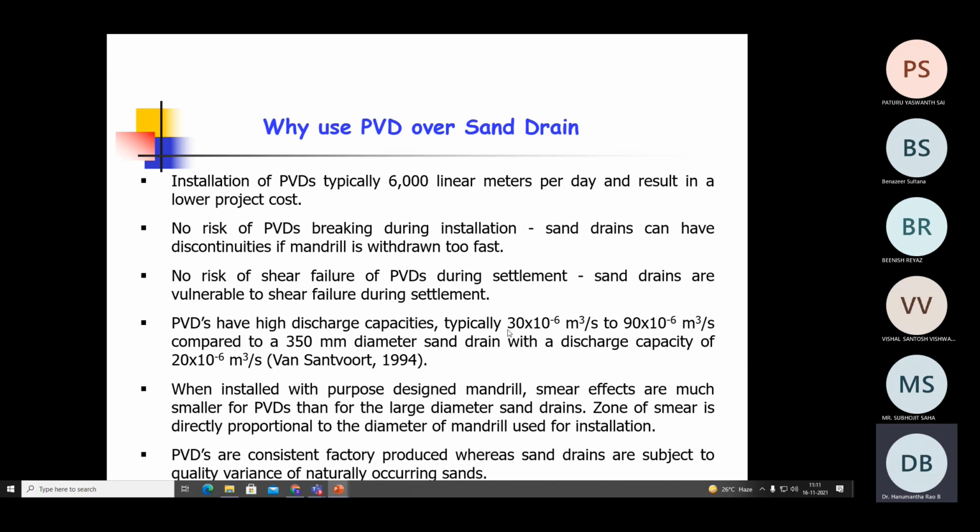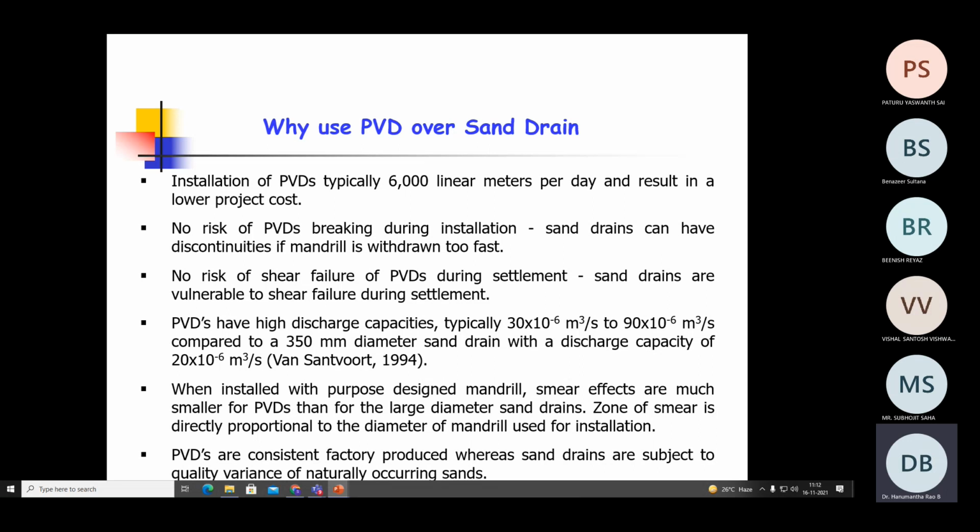There are some fundamental reasons why we should go for the PVD technology over the sand drain. First of all, installation of the PVDs is quick, and almost 6,000 linear meters of PVDs can be installed in a day, while that is practically impossible in the case of the sand drain. There is no risk of PVDs breaking because these are monolithic plastic material, while in the case of the sand drain, since these are particulate material, there is a possibility of breakage or discontinuities of the sand drain. So no risk of shear failure in the case of the PVD. These are the greatest advantages.